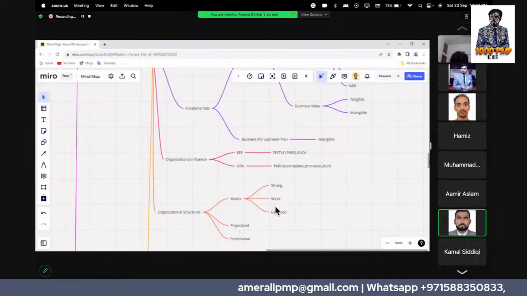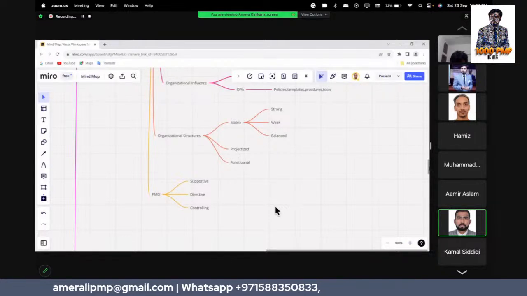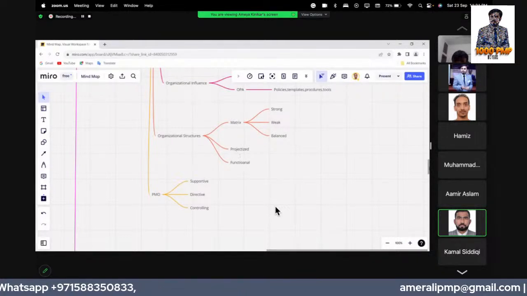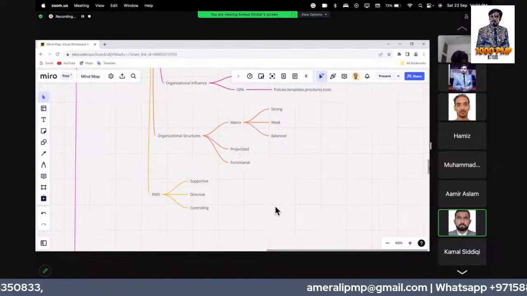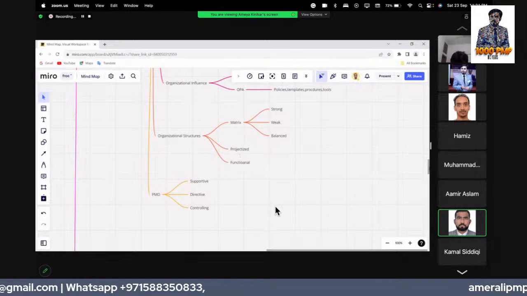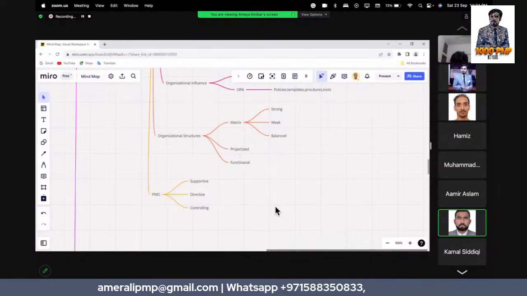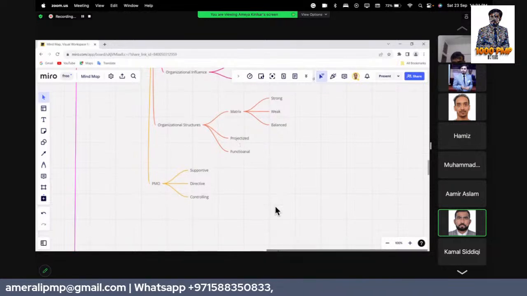So now little bit down. PMO should be of three types: supportive, directive, and controlling. In that project management office, supportive will provide you support, directive will give you directions from the PMO, and also full control from the project management office. Now I think the fundamentals are finished.